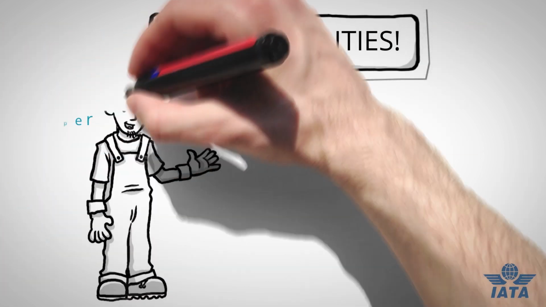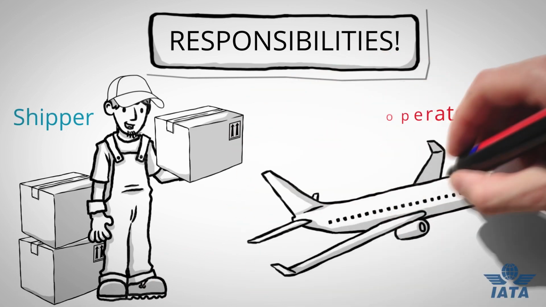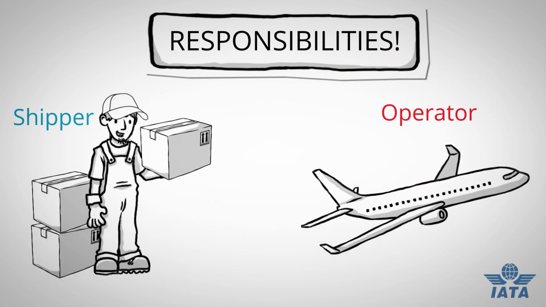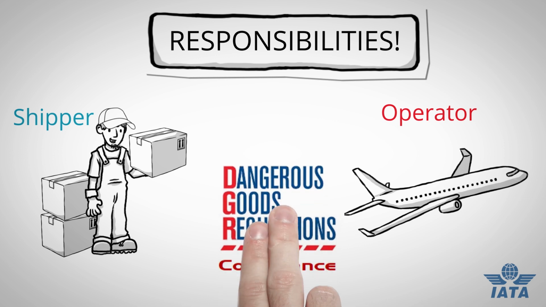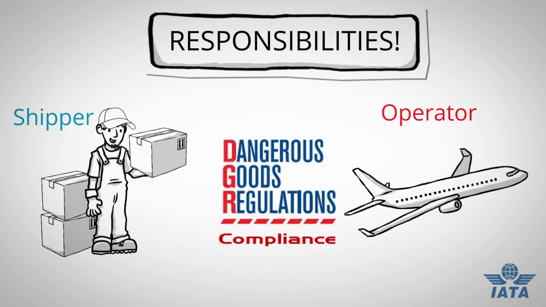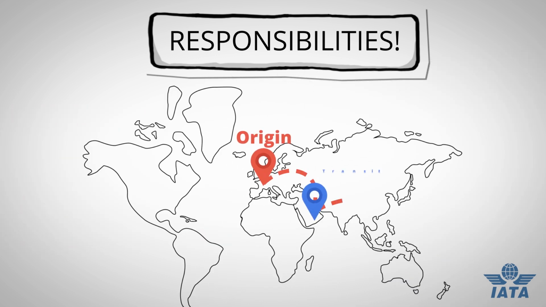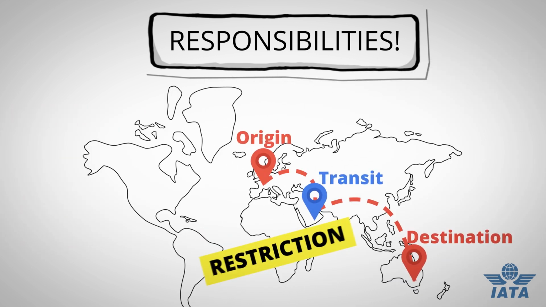There are two responsibilities specified in the IATA Dangerous Goods Regulations. Both shippers and operators, or those acting on their behalf, must fully comply with the provisions of the regulations. However, the state of origin, transit or destination may also impose additional restrictions that need to be complied with.